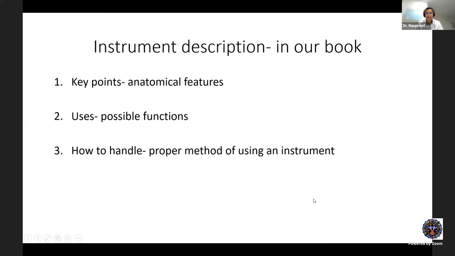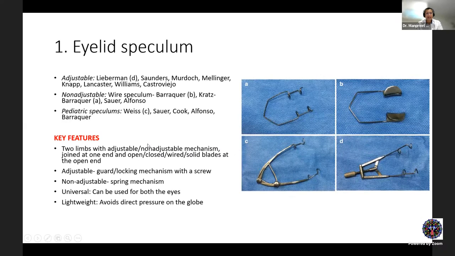Instrument description, how it has been described in our book. This is the best part of the talk, and I'll be relatively slow for this. How to describe a surgical instrument? In our book, you will find it under three headings for every instrument: the key points or anatomical features of the instrument, the uses or possible functions of the instrument, and how to handle it, the proper method of using an instrument. This is good for any resident, ophthalmic assistant, nursing staff, anyone who wants to experiment with another surgery. If you know the instrument better, then definitely it will do better in your hands, and the surgery will be better. As simple as that. So the eyelid speculum, this is the most common. Surgery doesn't happen without it.